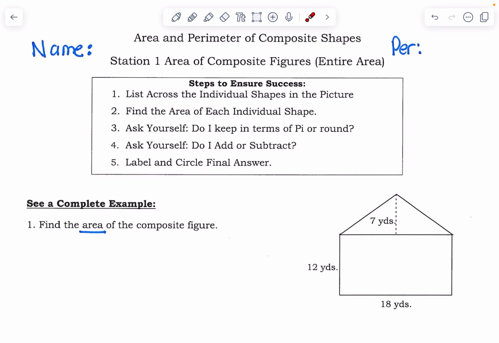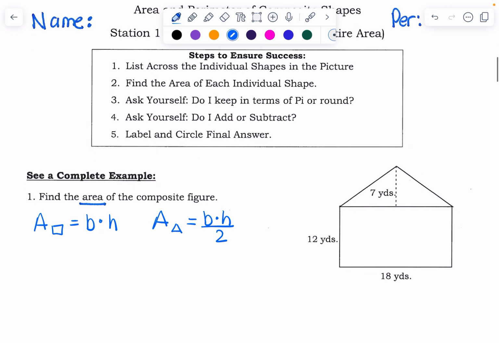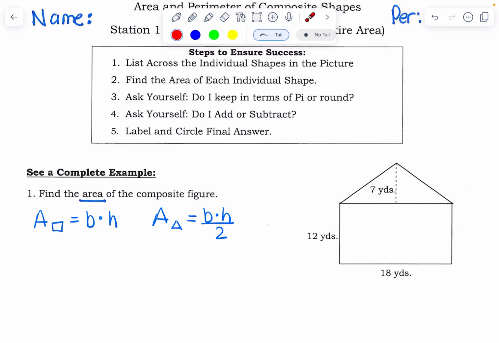So the 2 shapes that I see is a rectangle and a triangle. So I need both of those formulas. So I'm going to start off with my area of a rectangle formula, which is base times height, and my triangle formula, which is base times height divided by 2. So now let's focus in on the rectangle. The base is 18 and the height is 12. So we have 18 times 12, and that would be 216.